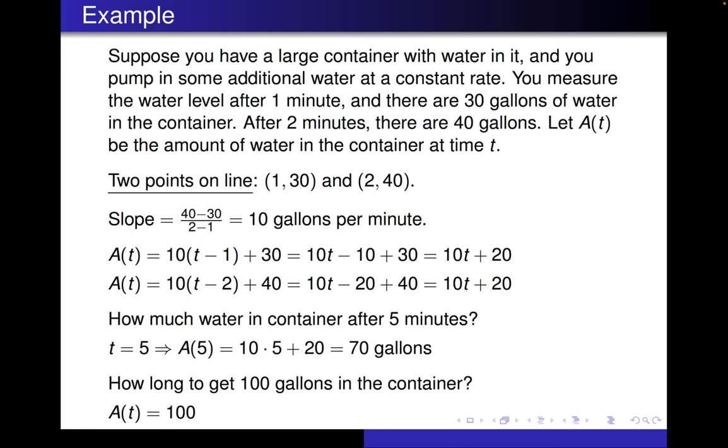Well, we have a nice formula for A of t. A of t is equal to 10t plus 20, which means that we want 10t plus 20 to equal 100 as well. And now it's just a matter of solving for t. If we subtract 20 from both sides, we get 10t equals 80. If we divide both sides by 10, we get t equals 8 minutes. And that tells us that if we leave the water on for 8 minutes, we'll end up with 100 gallons in the container.